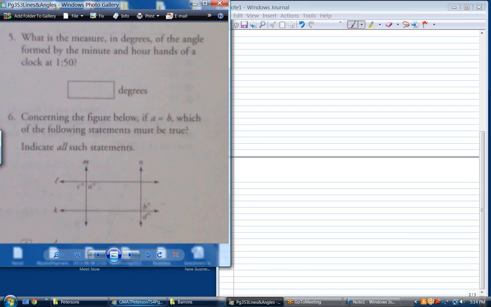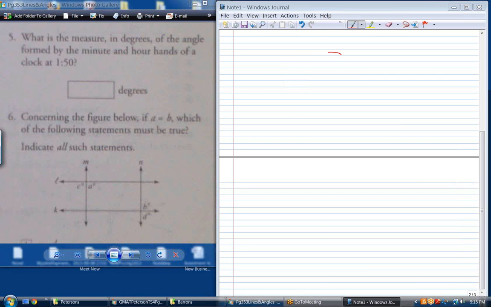Okay, let's look at number 5 here. What is the measure in degrees of the angle formed by the minute and hour hands of a clock at 150? Okay.